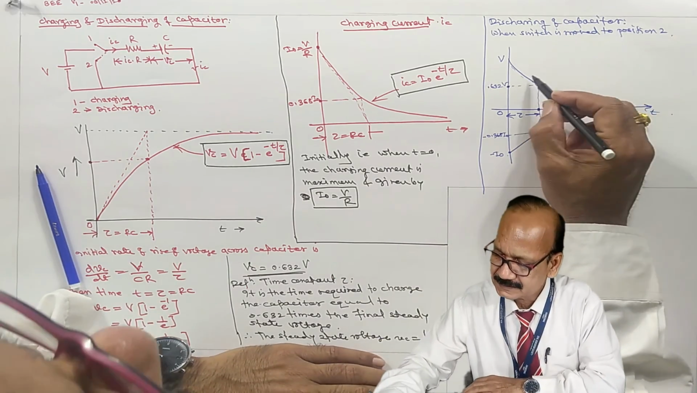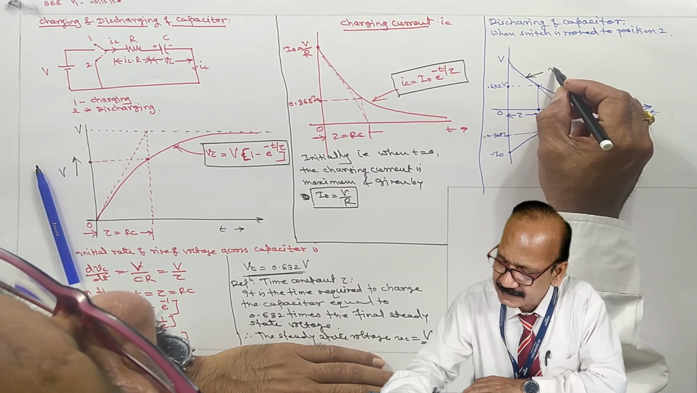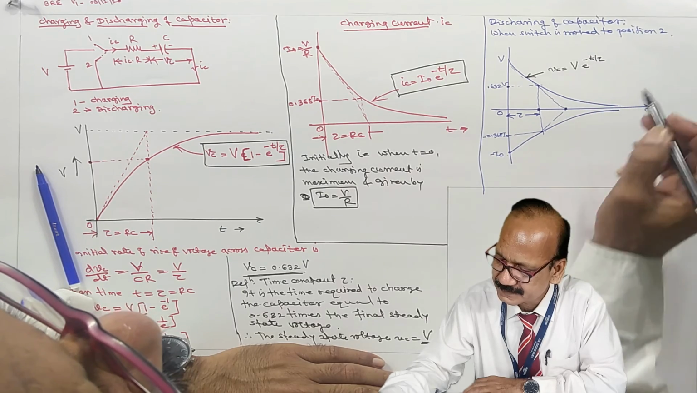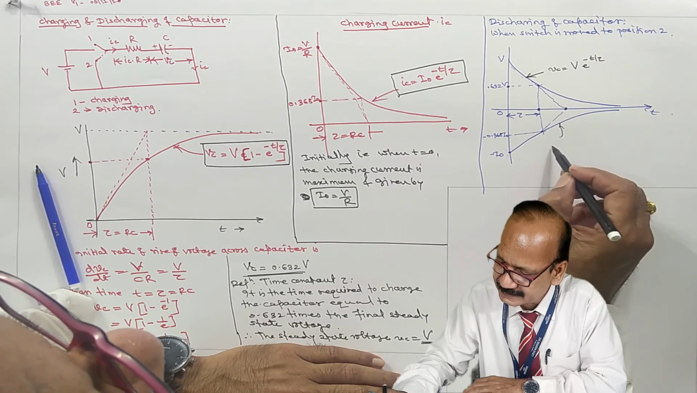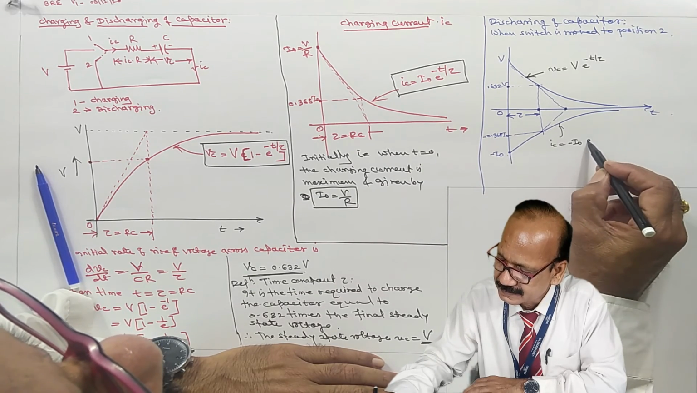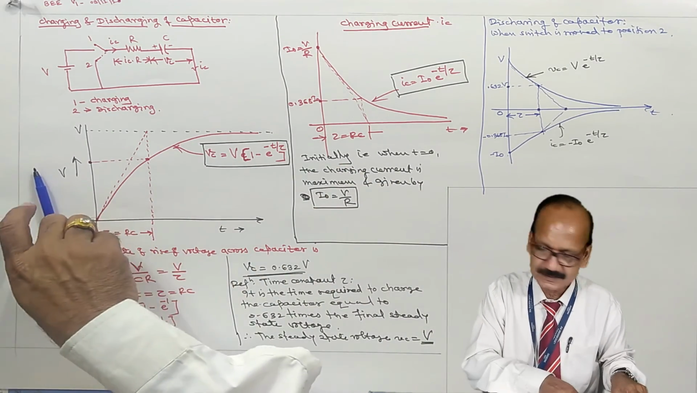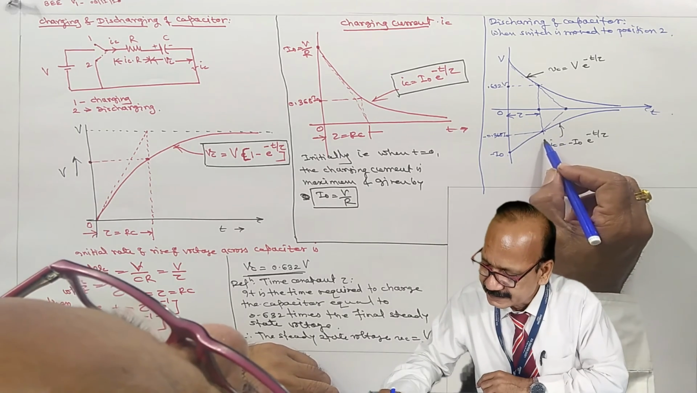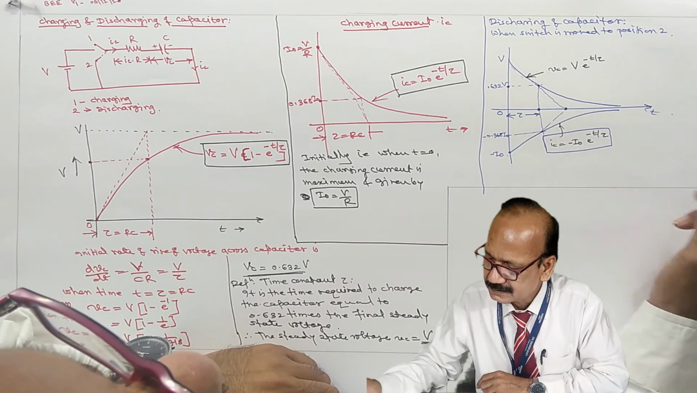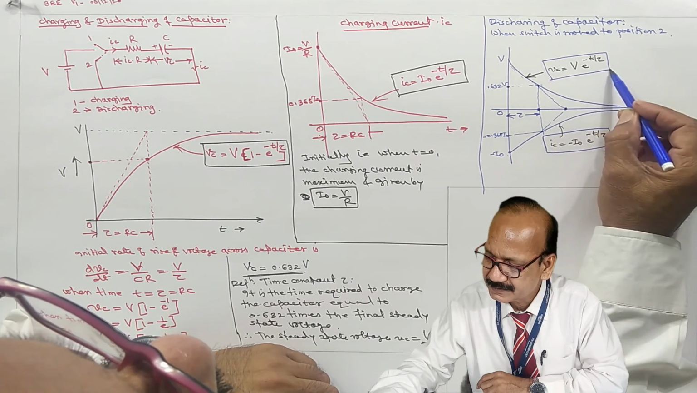The expression for the discharging voltage across the capacitor is equal to capital V e raised to power minus t upon tau, and this one is IC equal to minus I0 e raised to power minus t upon tau. So these are the expressions for the discharging current and discharging voltage respectively.